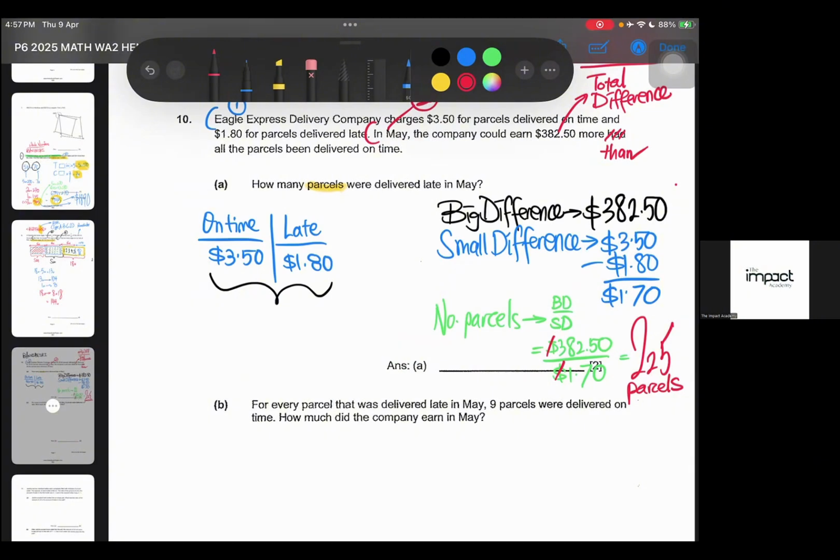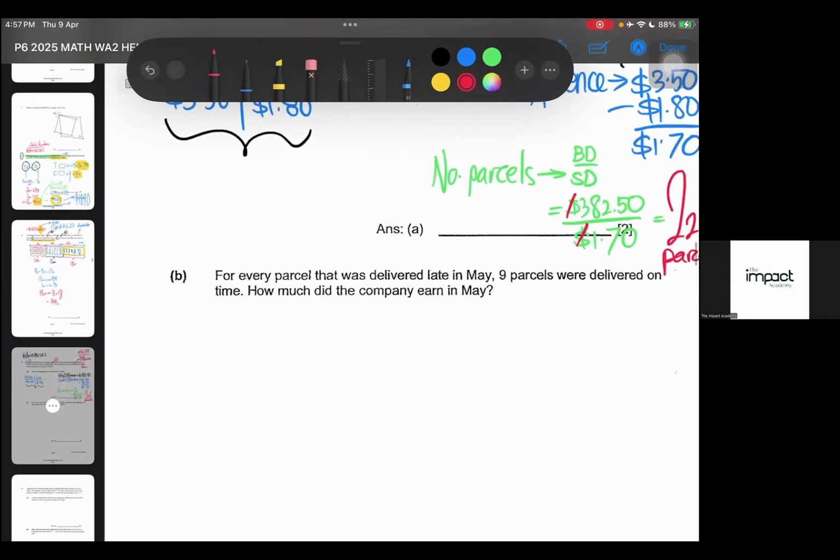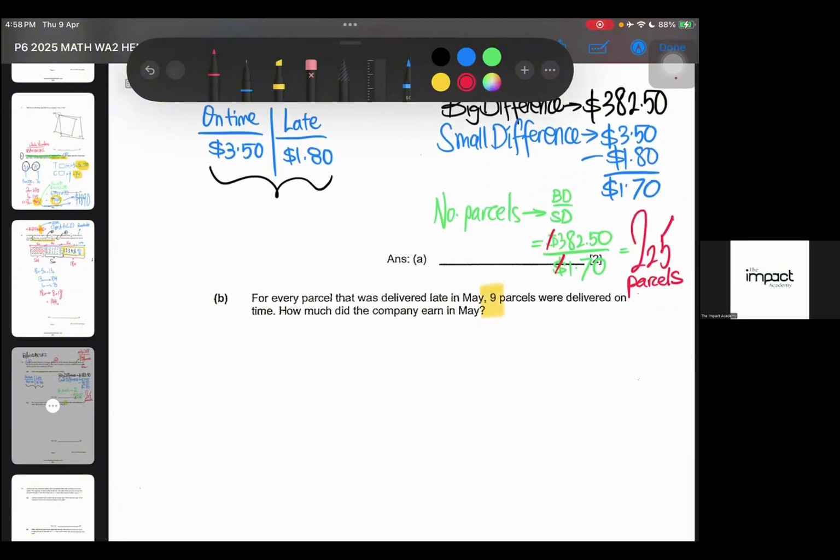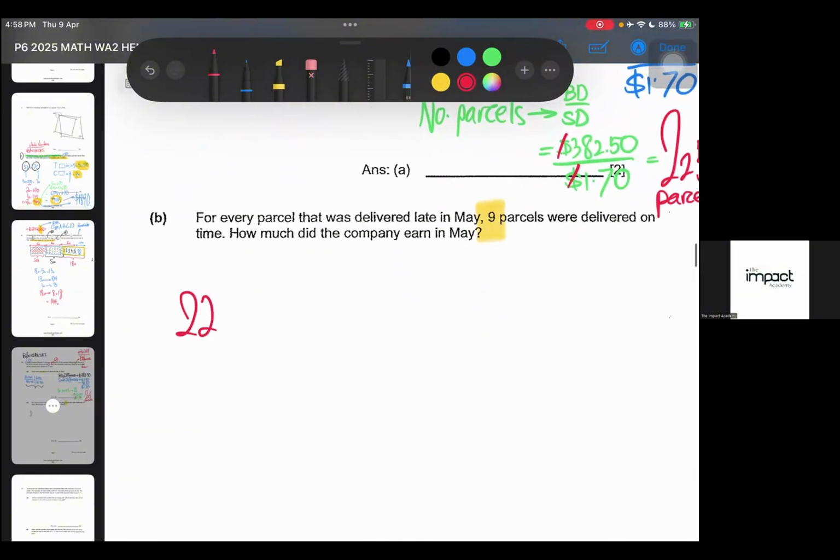Okay, so how many parcels were delivered late in May? 225. Now, for every parcel that was delivered late in May, how many parcels were delivered on time? They say 9. All right, so now what you're going to do, do you understand what it means? Every parcel that was delivered late, so 225 were late, right? True? In fact, they started off with saying what? For every one late, how many are on time? 9 are on time.